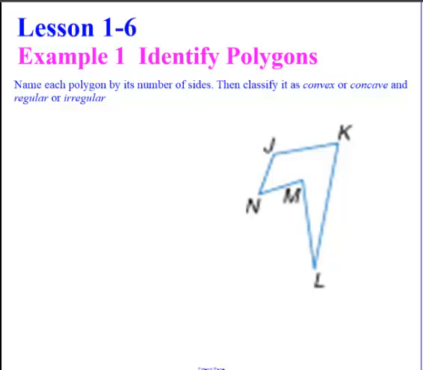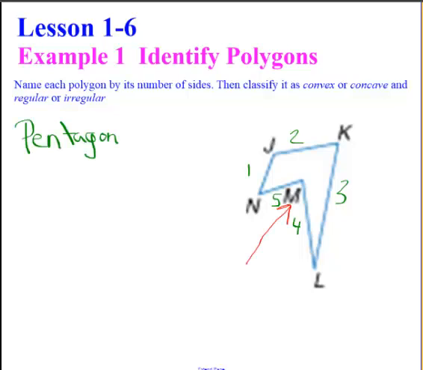Okay, example 1, identifying polygons. Name each polygon by its number of sides, then classify it as convex or concave, and regular or irregular. Okay, so let's look at our picture here. This polygon, JKLMN, has 5 sides. So if it has 5 sides, we would name it a pentagon.